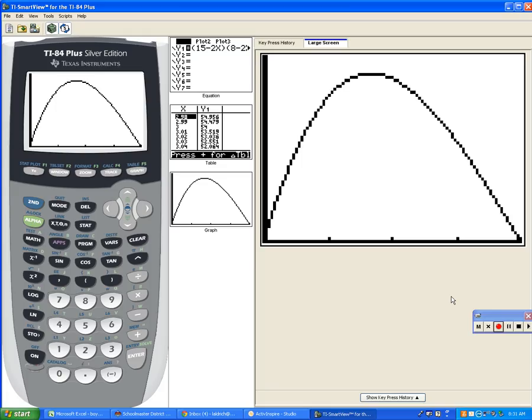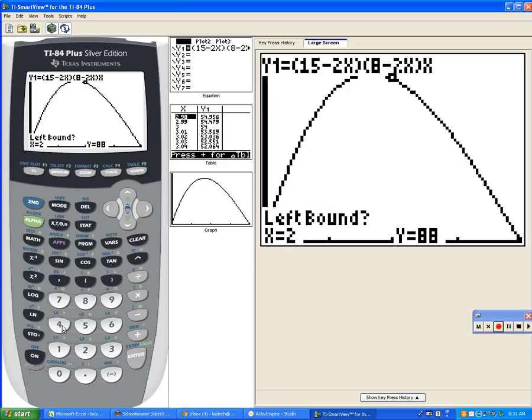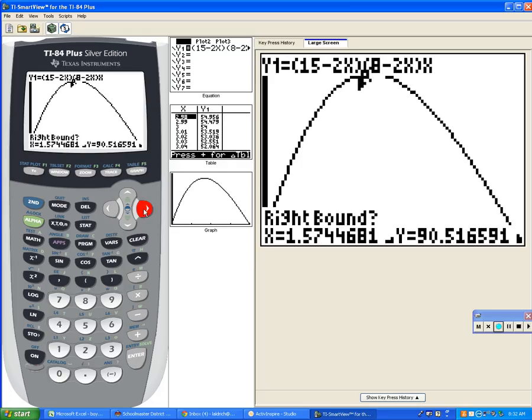The peak. I'm going to go to maximum, so I'm going to go second calc, which is above the trace button. Option number 4 is maximum. We just do the left bound. You can either name a number to the left of this top peak and then hit enter, or you can just use your cursor to scroll to the left of that and then hit enter. Then to do a right bound, I do the same thing but opposite. And then for my guess, I'm just going to move it right up to the top there and hit enter.